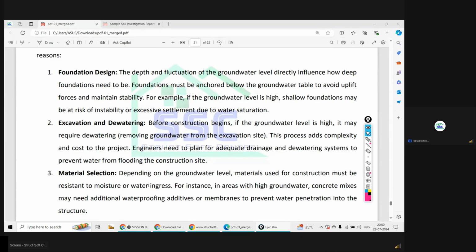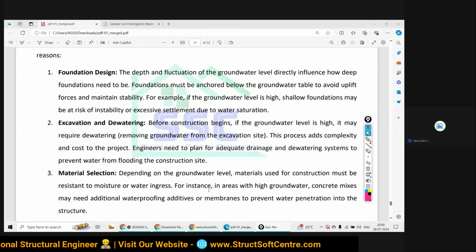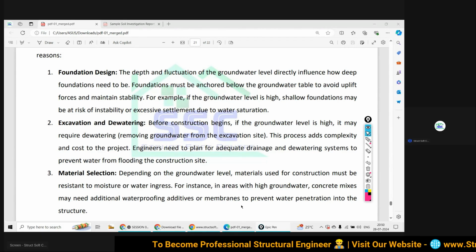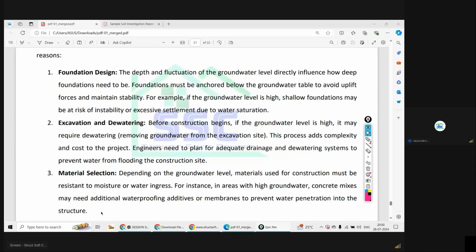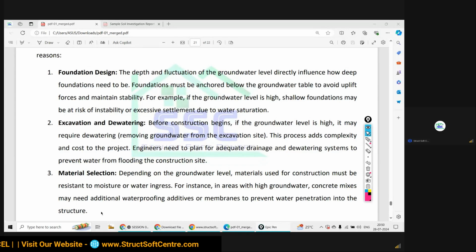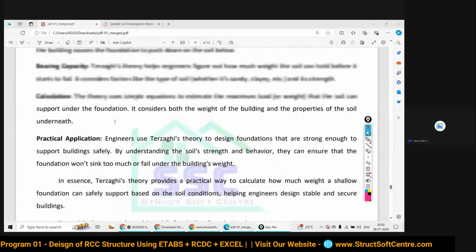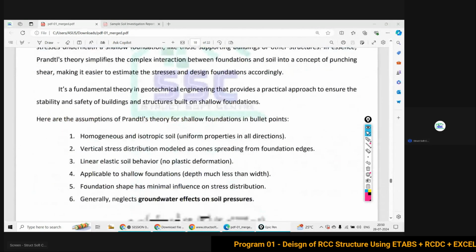Okay, material selection: depending on the groundwater level, the material used for construction must be resistant to moisture and water ingress. For instance, in areas with high groundwater, concrete mixes may need additional waterproofing additives or membranes to prevent water penetration into the structure. So in that situation you have to choose dense materials so that penetration of water should not be there. This is all the impact of your water level, and that is also going to be measured by the geotechnical engineers.